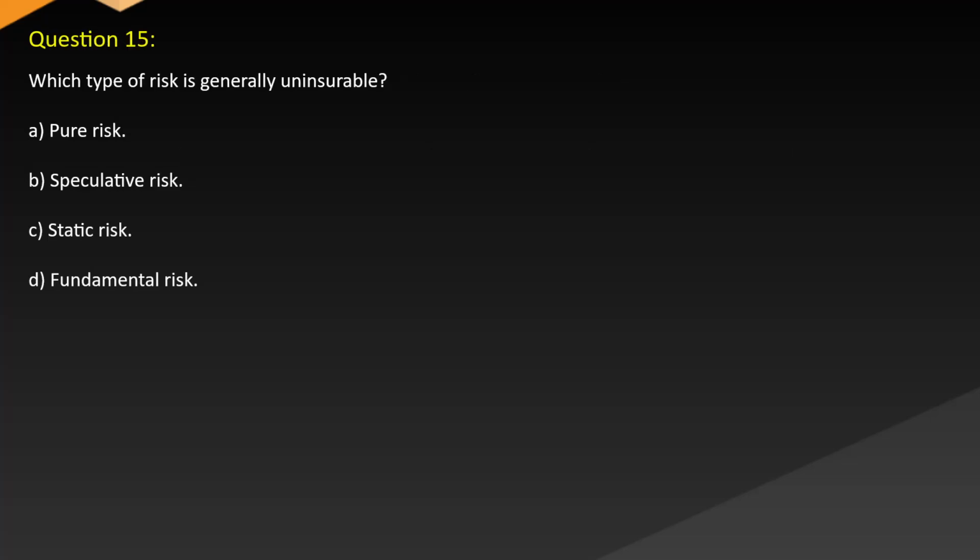Question 15. Which type of risk is generally uninsurable? A. Pure risk. B. Speculative risk. C. Static risk. D. Fundamental risk.